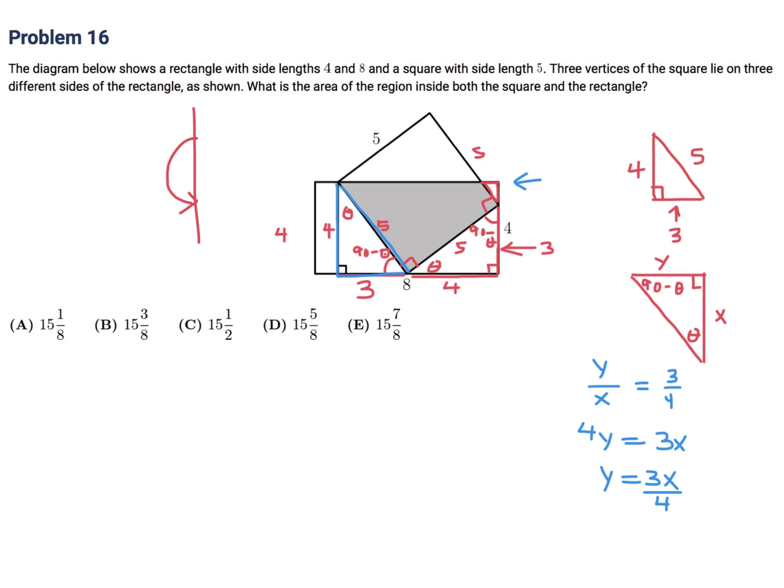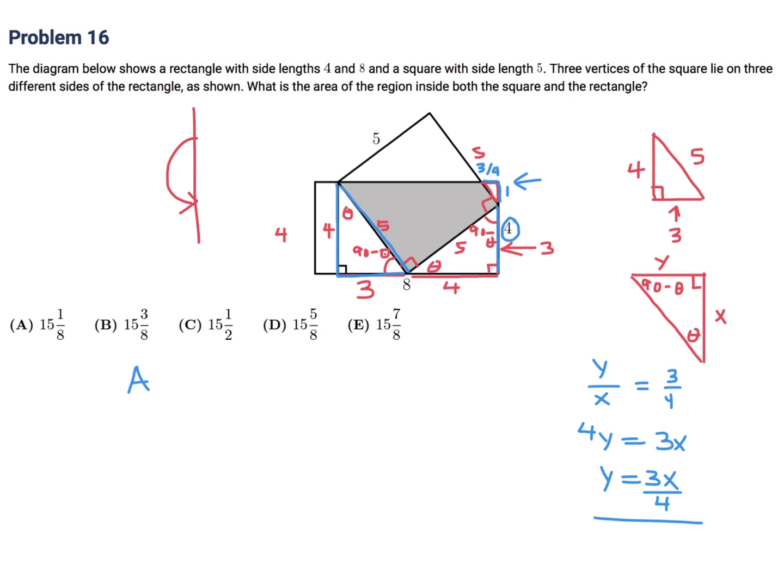And since this is 3 from here to here, this has got to be 1, since the total is 4. And then therefore, this little segment over here would be 3 over 4, because y is equal to 3/4 x. Okay, so I think we have everything that we need.